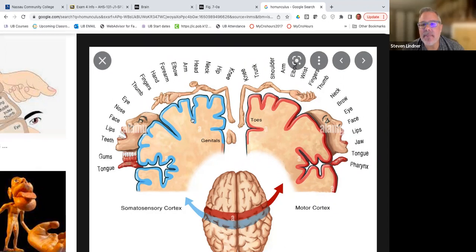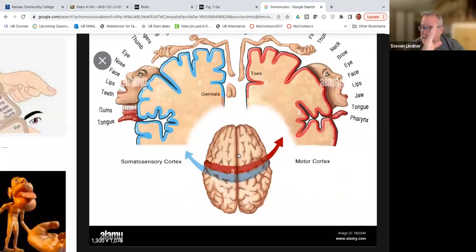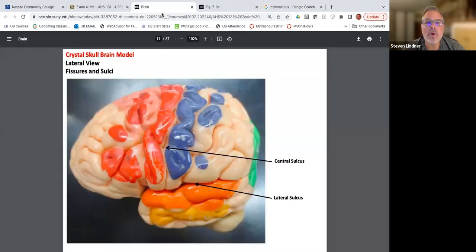So we call that the homunculus, but that's the pre and post central gyrus. So the pre-central gyrus on the left side of your brain will control movement on the right side of the body. And the pre-central gyrus on the right side of the brain will control movement on the left side of the body. Kind of does a flip-flop. So that's the importance of this pre-central and post-central gyrus, is that the pre-central initiates movement to all of those body parts, but on the opposite side of the body.